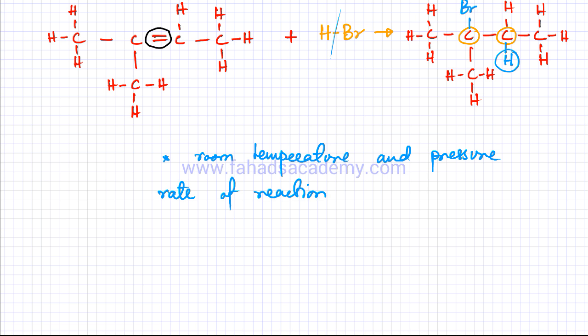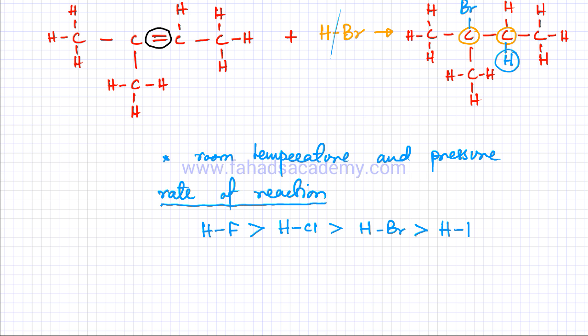The rate of reaction would be that HF is going to have the slowest reaction. Then the rate of reaction would increase. HCl is going to have a much faster reaction, followed by HBr and HI. So the speed of the reaction would be slowest for HF, and it would be fastest for HI.